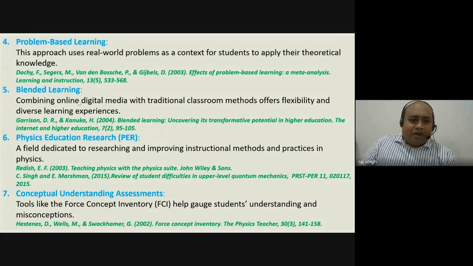Another method is in physics, particularly conceptual understanding assessment. Tools like the Force Concept Inventory help gauge students' understanding and misconceptions. It was a method developed in the mid-1980s to teach how force works. You know the pulley problem, where you take the different components and solve these things. So this Force Concept Inventory made it very easy at that time. Even we can use it today.